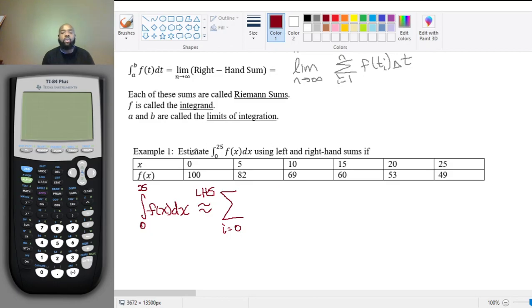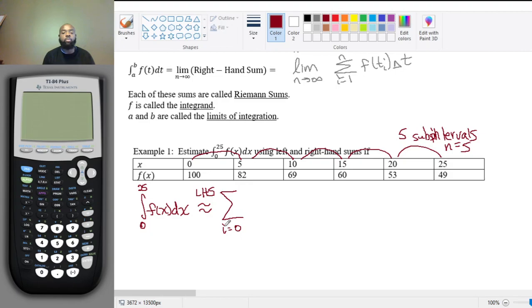and I've got to use all the possible rectangles I can use in my table. Now, basically, I need to count the number of subintervals that I have because that's my n, right? So 0 to 5 is 1, 5 to 10 is 2, 10 to 15 is 3, 15 to 20 is 4, and 20 to 25 is 5, right? So we have 5 subintervals. That means n equals 5, right?